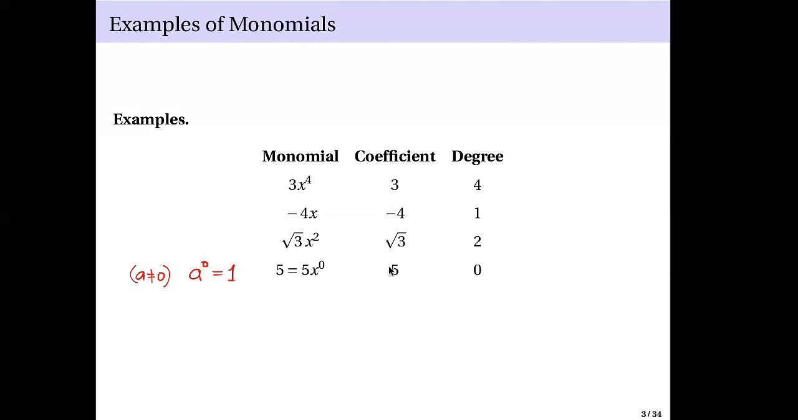So the constant 5, which can be written as 5x to the 0, is a monomial. The coefficient is 5 and the degree of the monomial, or the degree of the constant, is equal to 0. And then we have here negative 8x squared. The coefficient is negative 8 and the degree of the monomial is equal to 2. Any questions so far?